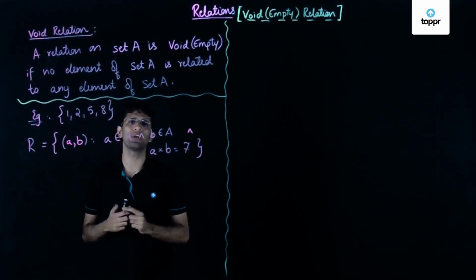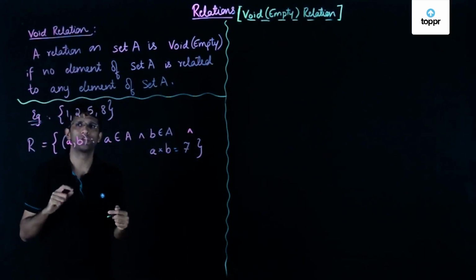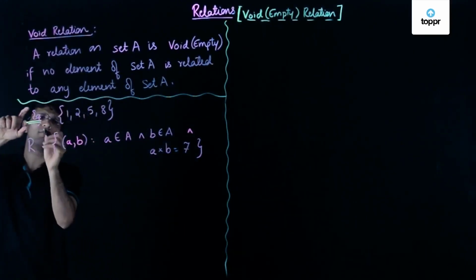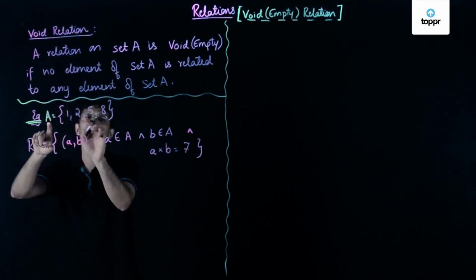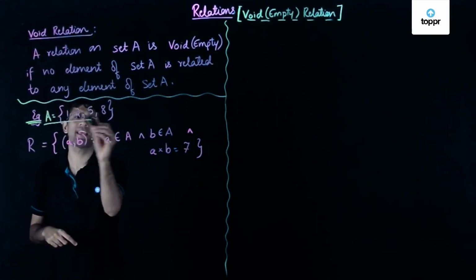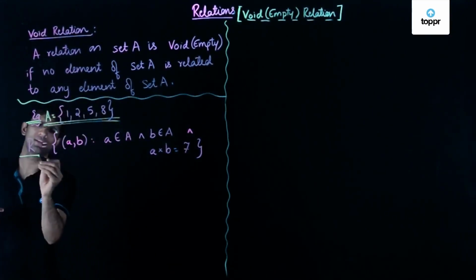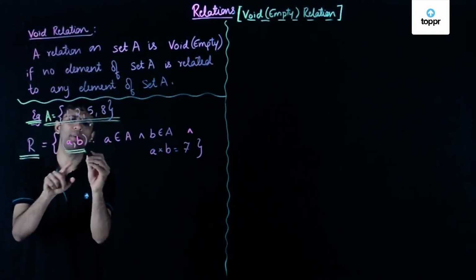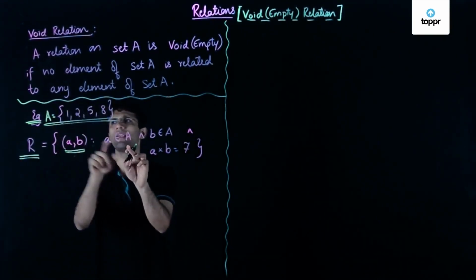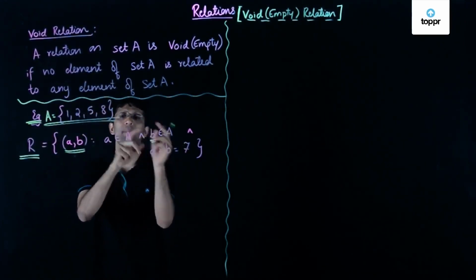Now this is a little difficult to understand initially, but we will look at it with the help of an example. Suppose we have an example wherein the set A contains the elements 1, 2, 5 and 8. So we have fixed our set A as containing these four elements, and now we have defined a relation R such that it consists of all ordered pairs of the form (a, b) such that a is an element of set A and small b again is an element of set A.